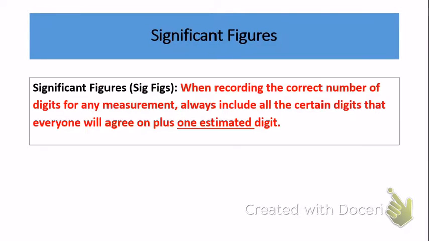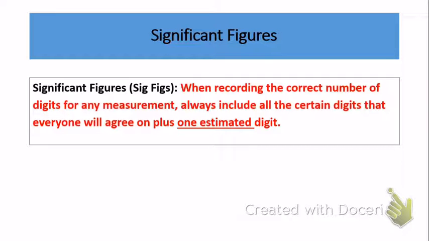So by definition, when recording the correct number of digits for any measurement, always include all the certain digits that everyone agrees on, plus the one estimated digit. And the estimated digit must always come at the very end of the recorded measurement.